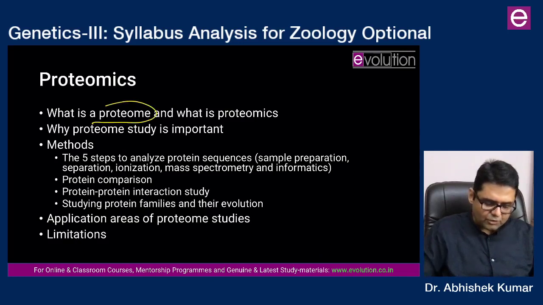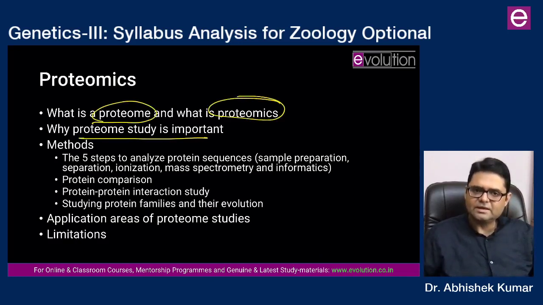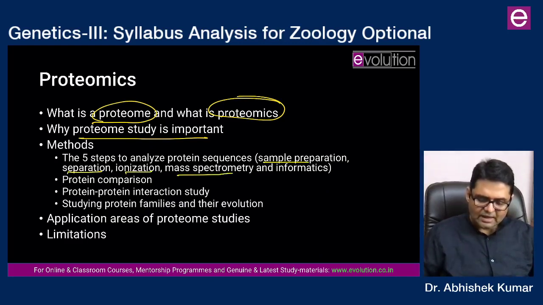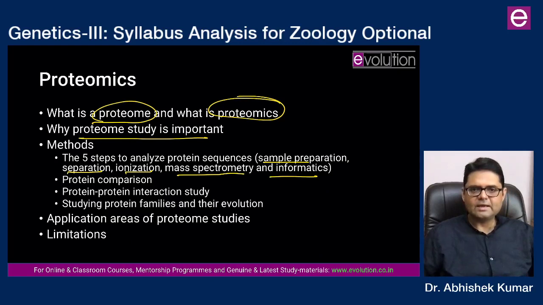So what is a proteome and what is proteomics and why is proteomic study important? Once you are done with that, you will come to the method, the 5 steps to analyze protein sequence. First, you go for sample preparation, you separate the protein, you ionize, and then you go for mass spectrometry, and then establish the sequence information and organize it. So these are the 5 steps to establish the sequence of protein.